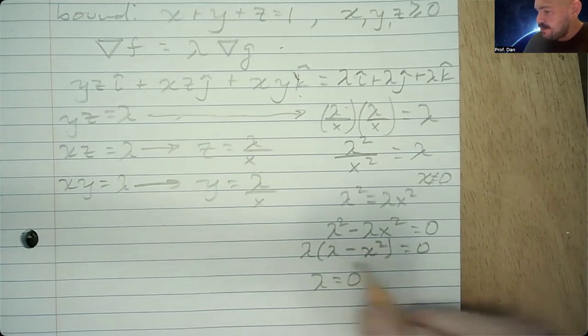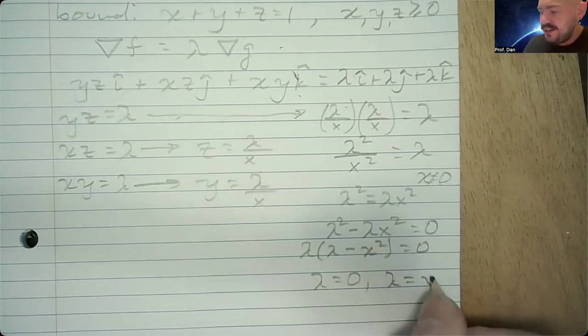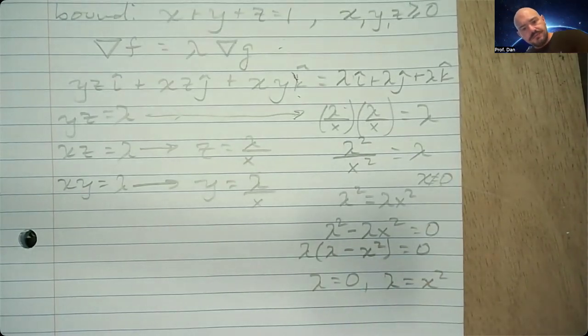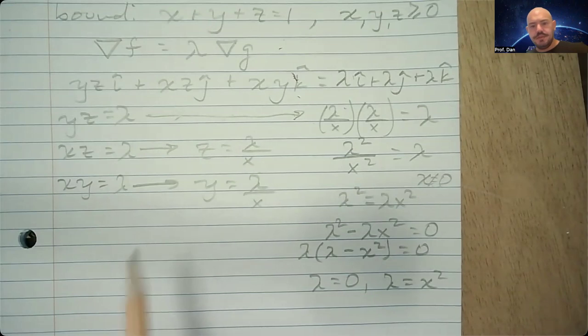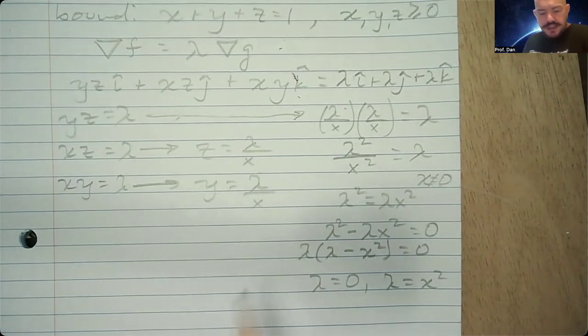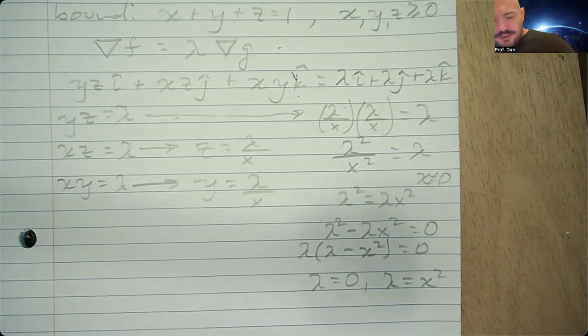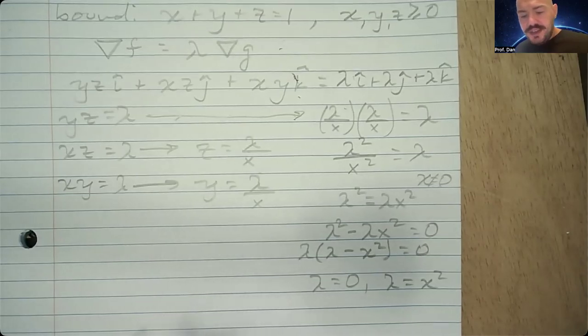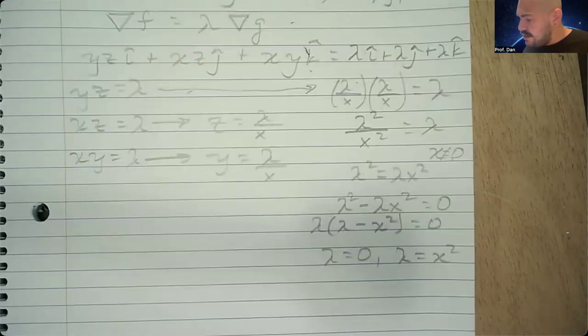And I get lambda is equal to x squared, which I got from adding x squared to both sides. So now that I've solved for those possible values of lambda, I can go back to my constraint that I had to figure out the points that I can test.